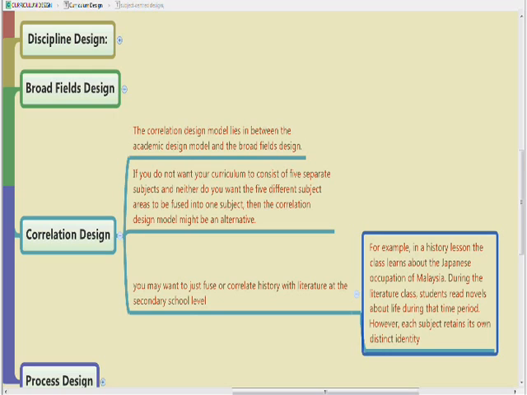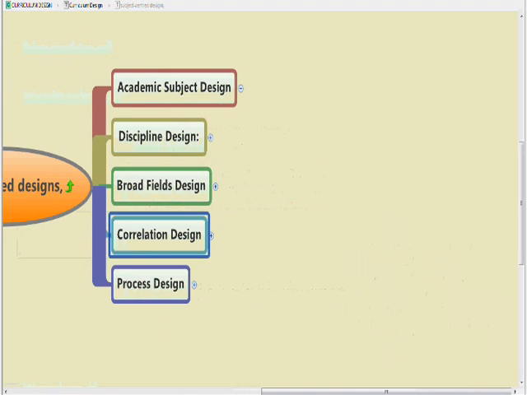So this correlation design doesn't really dissolve the notion of the academic base model, nor does it come into the broad field design where you collapse everything into a single entity, and things lose their strength. You still keep them independently, but you bring them together in the form of individual exercises or individual themes. Okay, so that's correlation design, and the final one is process design.